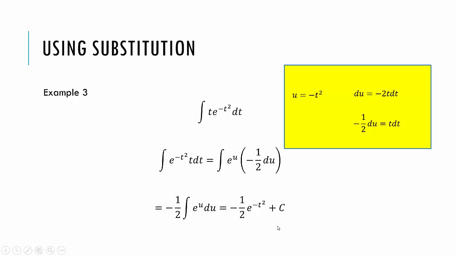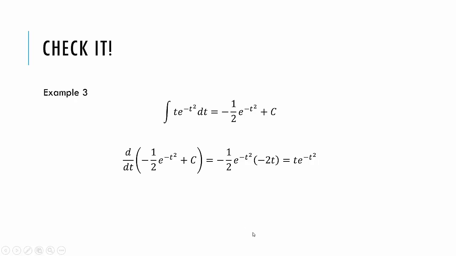Not sure if that answer is correct, you're going to check it. And so you find this derivative, the derivative of negative 1/2 e to the minus t squared. Well, the negative 1/2 comes out front. The derivative of e to the anything is e to the anything times the derivative of that anything. So I take the derivative of what's up top. I see the negative 1/2 and negative 2 cancel, and I get my answer.